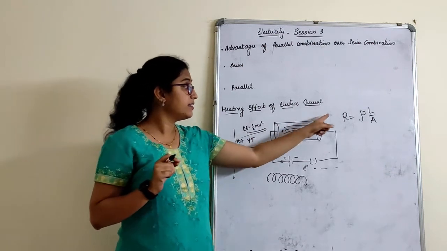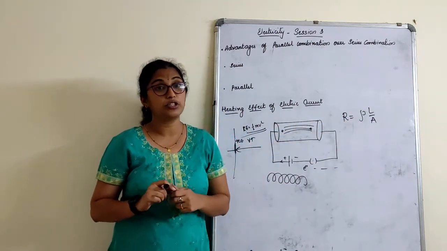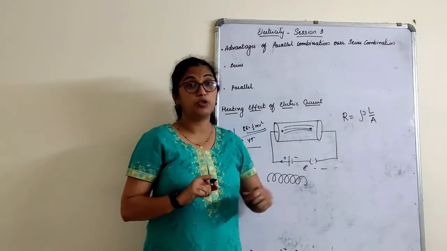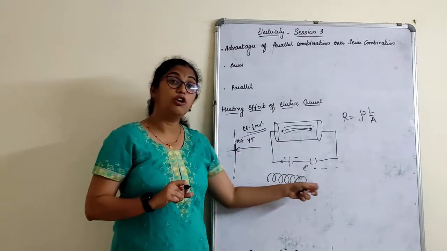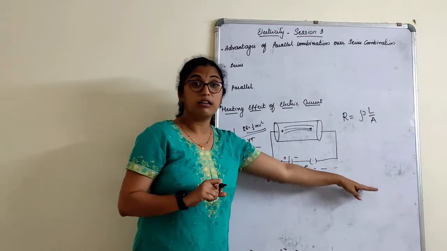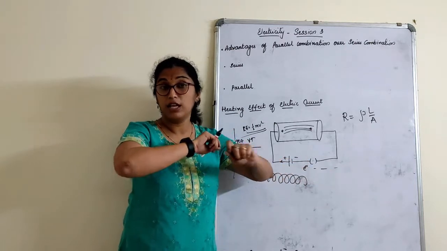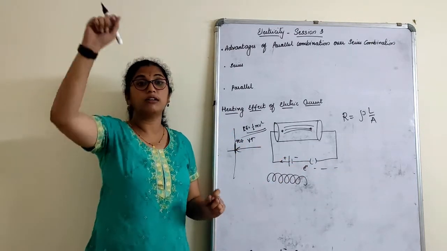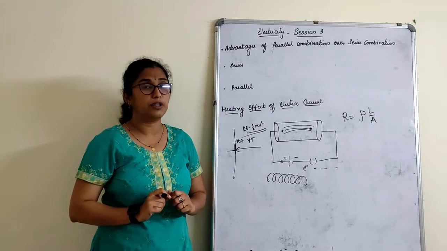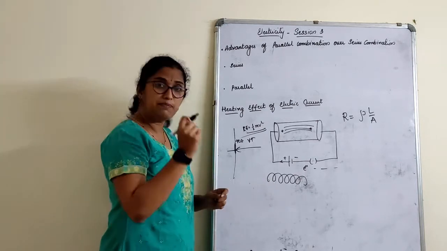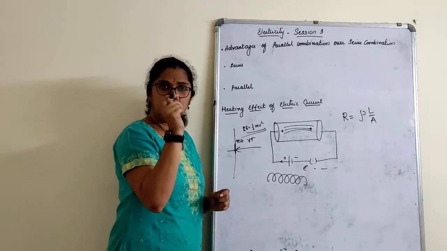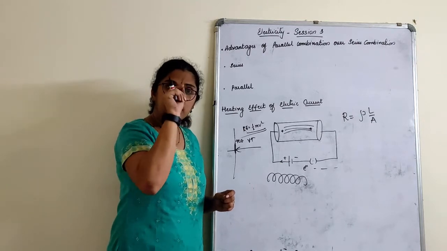Why is it very thin? Resistance is inversely proportional to area, directly proportional to length. I want a longer length of wire: longer the length, longer the resistance. Longer the resistance, higher is the heat energy produced. So here, if you take tungsten filament, it's very thin, it's coiled.